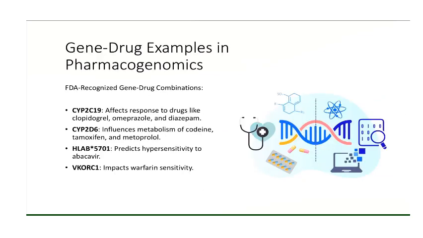Many gene-drug combinations are now recognized by the FDA, with pharmacogenetic information included in drug labels. For instance, variations in the CYP2C19 gene can influence the effectiveness of clopidogrel, a blood thinner. Similarly, CYP2D6 affects the metabolism of drugs like codeine and tamoxifen, while HLA-B*5701 helps predict hypersensitivity to abacavir. These examples show how pharmacogenomics is shaping personalized medicine.